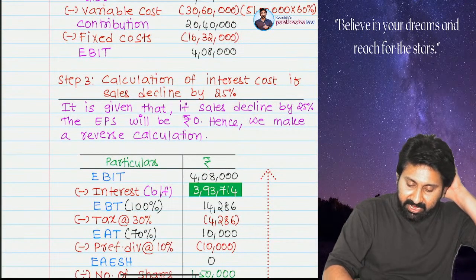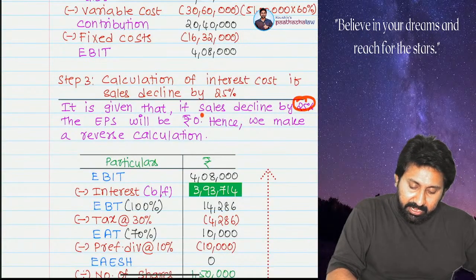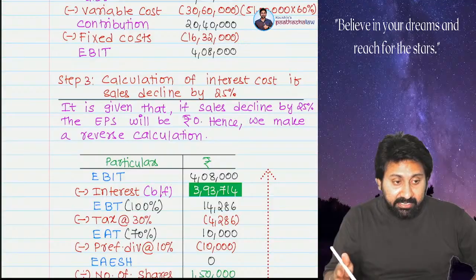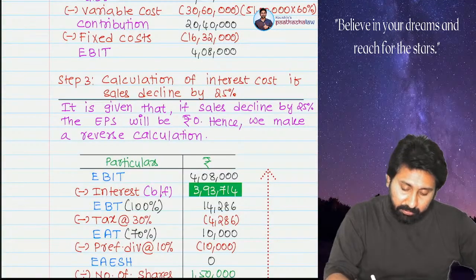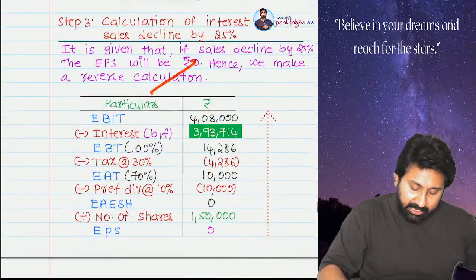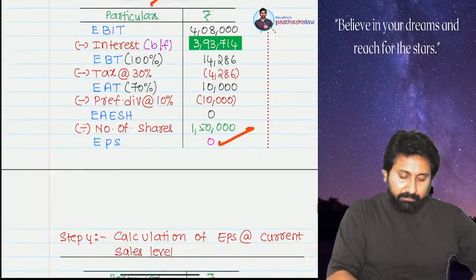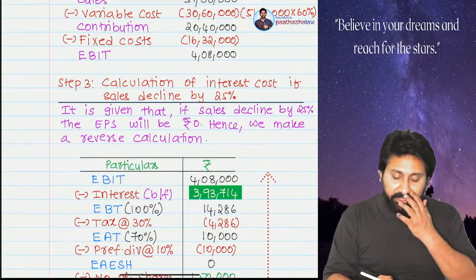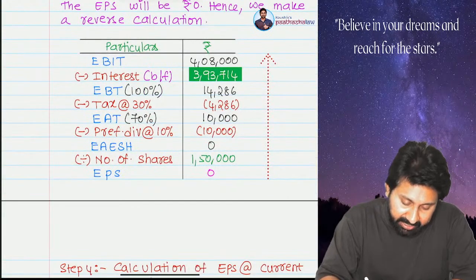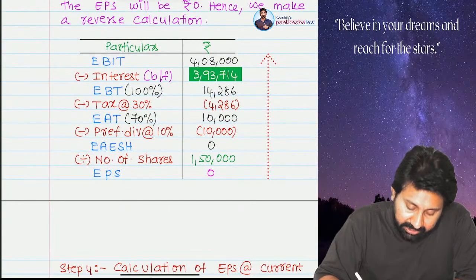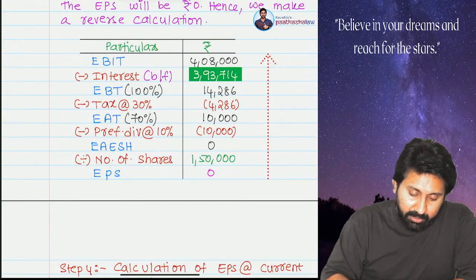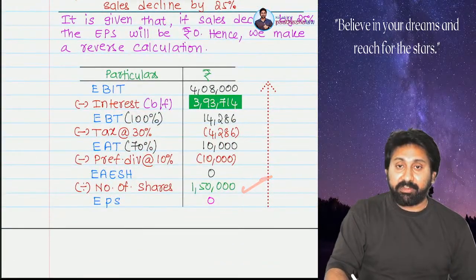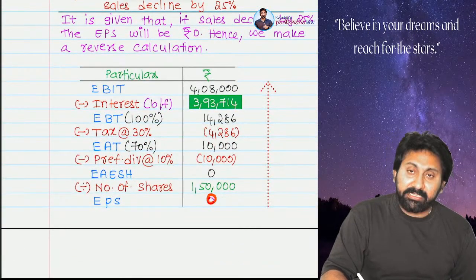It is given that if the sales decline by 25%, EPS will be 0. So a 25% fall in sales makes EPS 0. Hence we make a reverse calculation. EPS is 0 and EBIT is 4 lakh 8,000. Already we know that there are 1,50,000 equity shares. EPS 0 means earnings is 0.